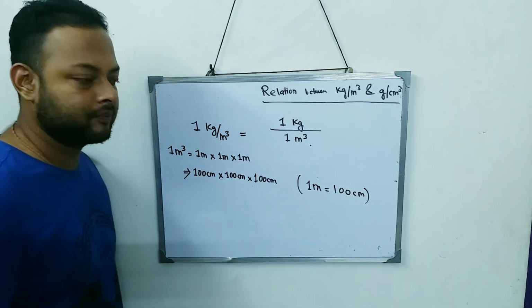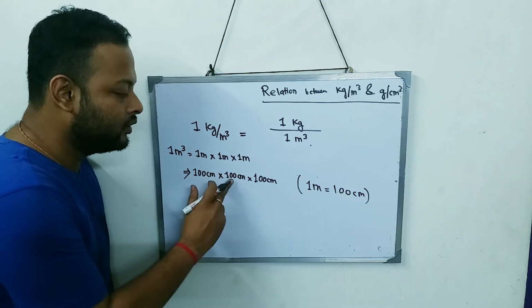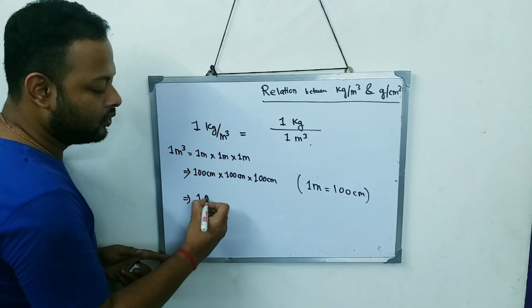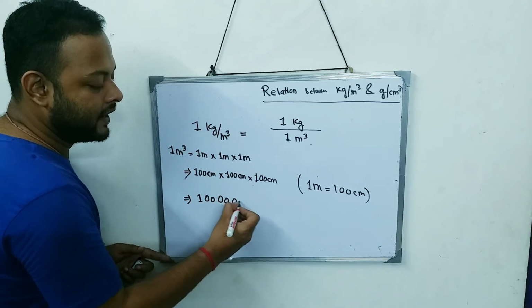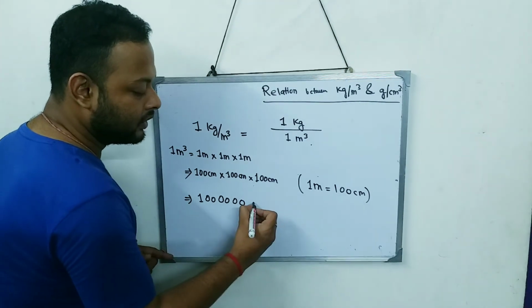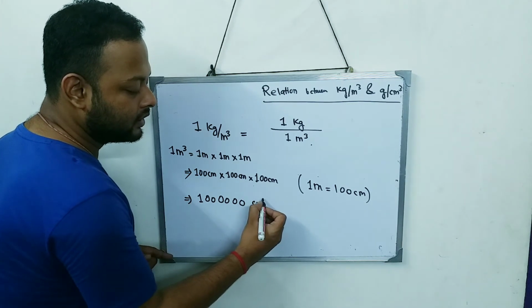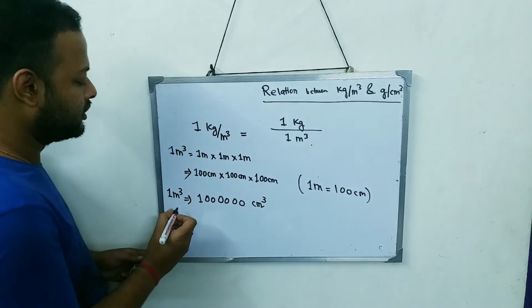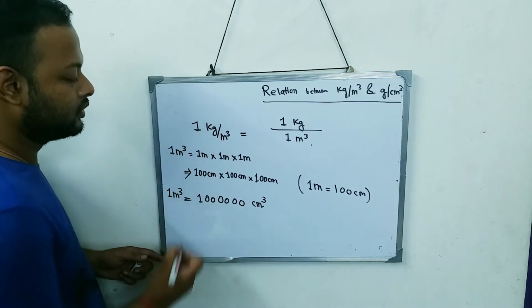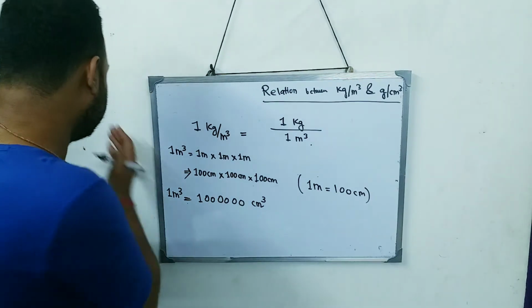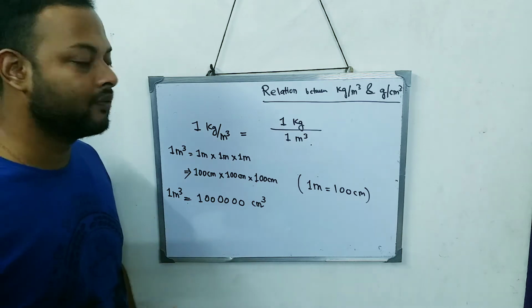We know these things. Now 100 into 100 into 100 will give you how much? Think. It will give you 10 lakh centimeter cube. So I can write 1 meter cube is equal to 10 lakh centimeter cube.